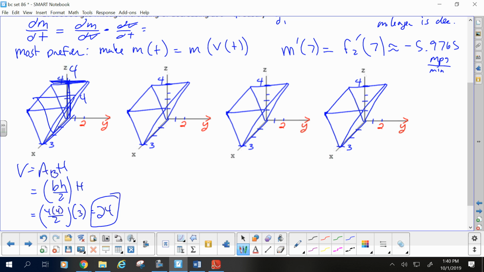times the height of 3? I'm pretty sure on 24. Yeah. Okay. We'll finish going over tomorrow. We have to.